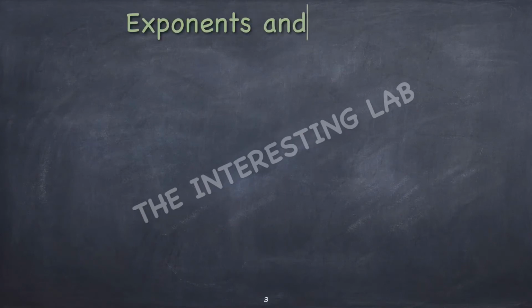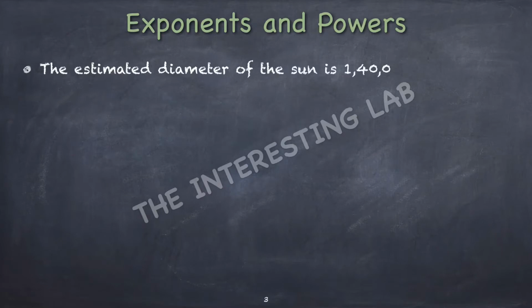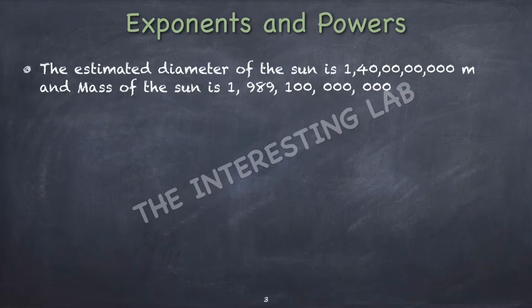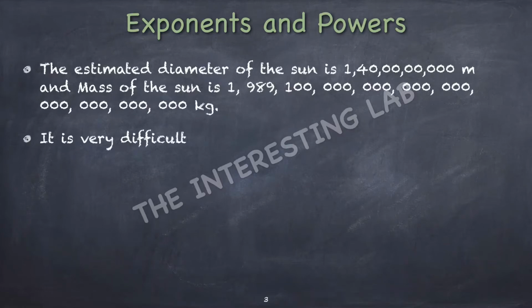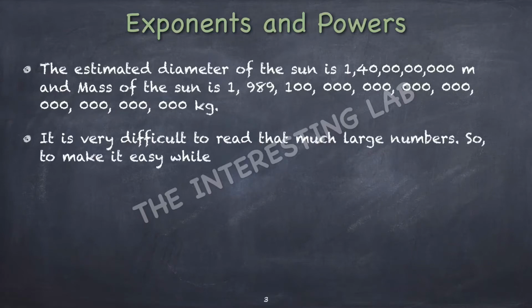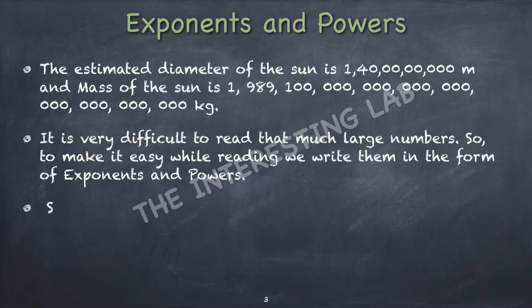Exponents and powers. The estimated diameter of the Sun is 1,40,00,00,000 meters, and the mass of the Sun is 1,989,100,000,000,000,000,000,000,000,000 kilograms. It is very difficult to read such large numbers. So, to make it easy while reading, we write them in the form of exponents and powers.